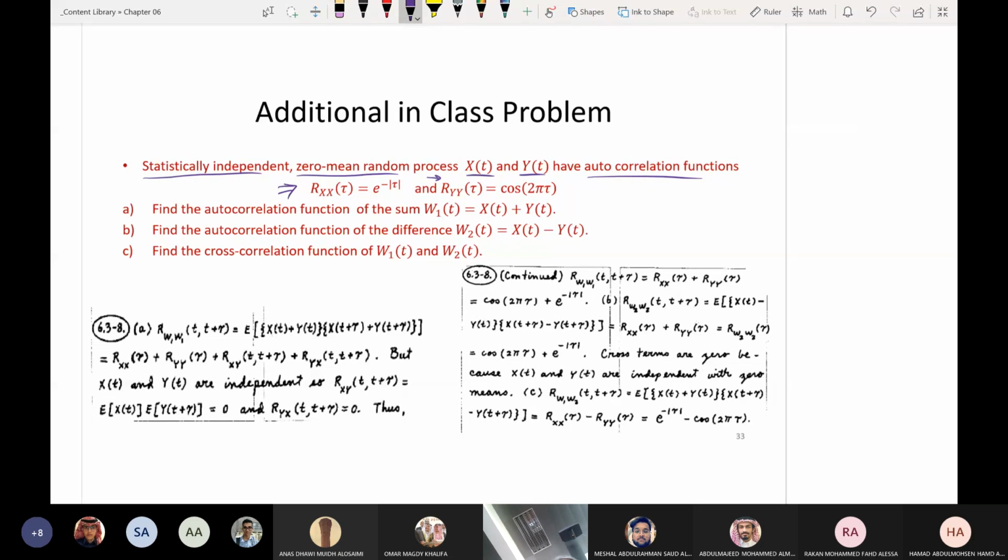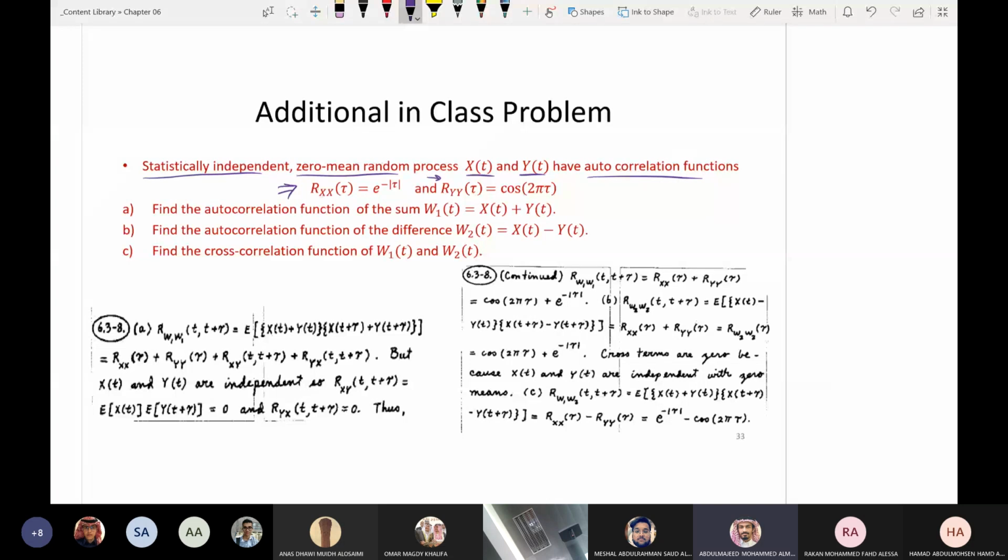Tell me whether x of t and y of t are statistically independent. What does that have to do with x of t alone? Is x of t wide-sense stationary or not? x of t alone, guys. Is it wide-sense stationary?